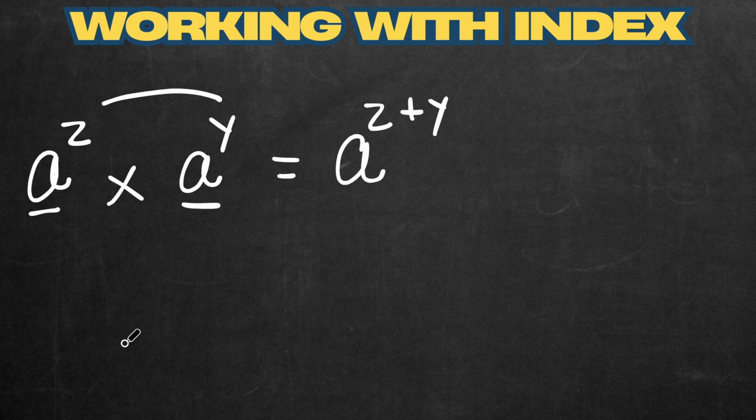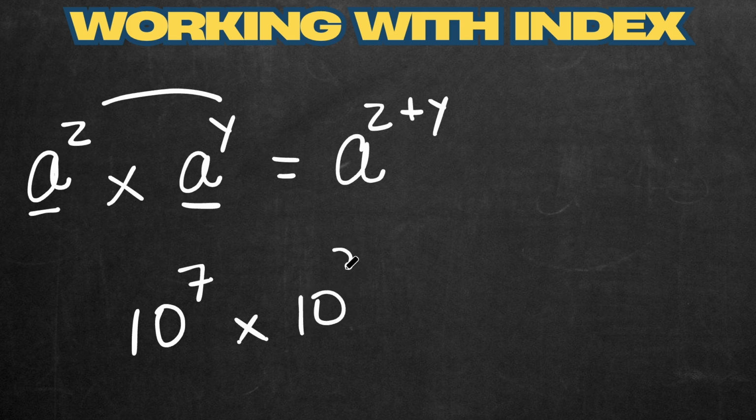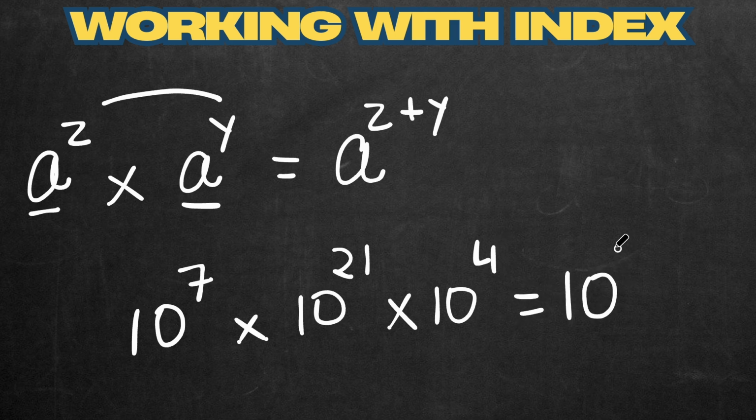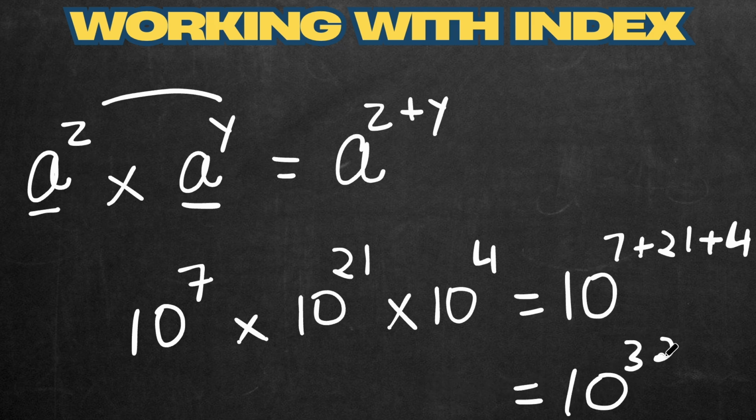So if the base is same, power can be added, but the base has to be exactly the same. So for example, if I have 10 to the power 7 times 10 to the power 21 times 10 to the power 4, I can add these powers. So 10 to the power 7 plus 21 plus 4. Can you add it for me? 7 plus 21 is 28 and plus 4 is 32. So my final answer will be 10 to the power 32. Okay, so that's with the multiplication.